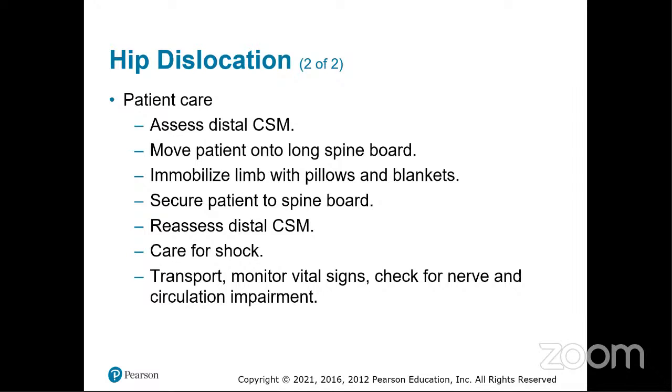So for these guys, we're going to assess the distal CSM, move them onto a long spine board, and then onto a body splint. We're going to immobilize the limb with pillows and blankets. This is one of the ones with their knee bent. We're not going to straighten it back out because it's not going to do any good. So we're going to put a pillow underneath their knee and wrap them around with that knee in that position, because most of the time it's there because that's the position of comfort.